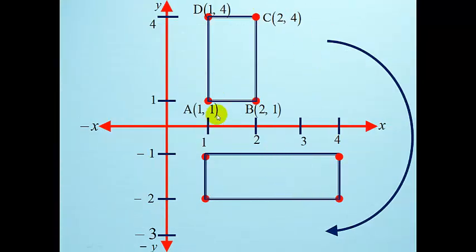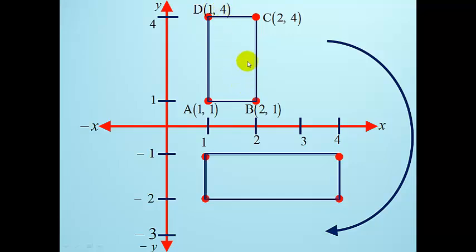Now, considering this graph, this is a rectangle. The coordinate of A is (1, 1). The coordinate of B is (2, 1). The coordinate of C is (2, 4). And the coordinate of D is (1, 4).